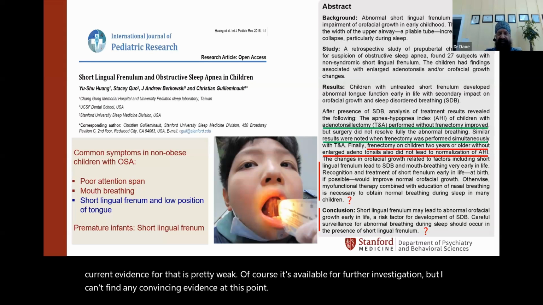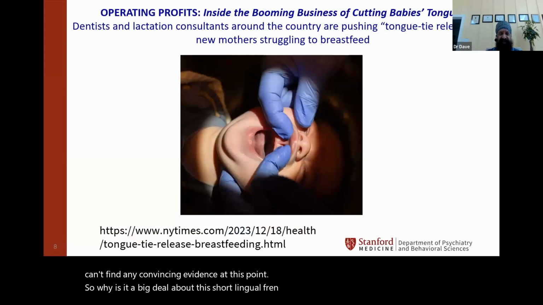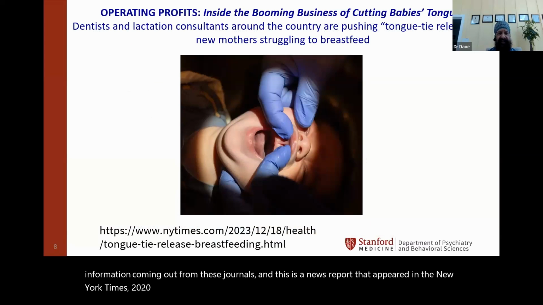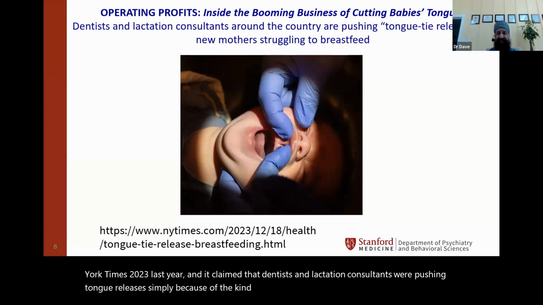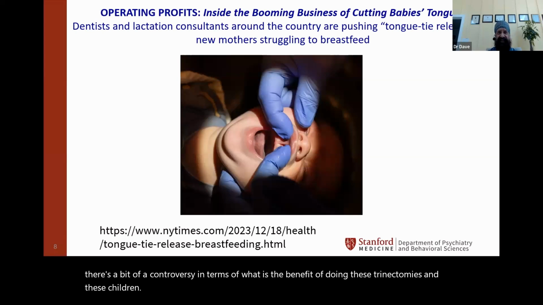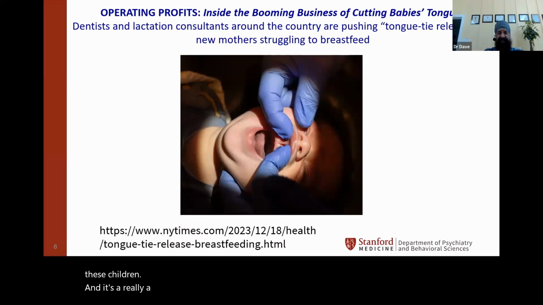So why is it a big deal about this short lingual frenum? Well, the public makes use of information coming out from these journals, and this is a news report that appeared in the New York Times 2023 last year, and it claimed that dentists and lactation consultants were pushing tongue releases simply because of the kind of revenue it would generate in their offices. And so there's a bit of a controversy in terms of what is the benefit of doing these frenectomies in these children, and is there really a health advantage that we can be receiving?